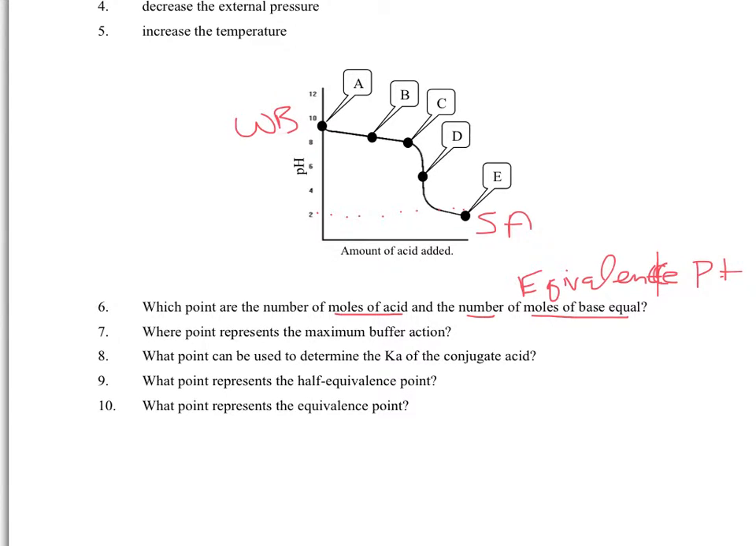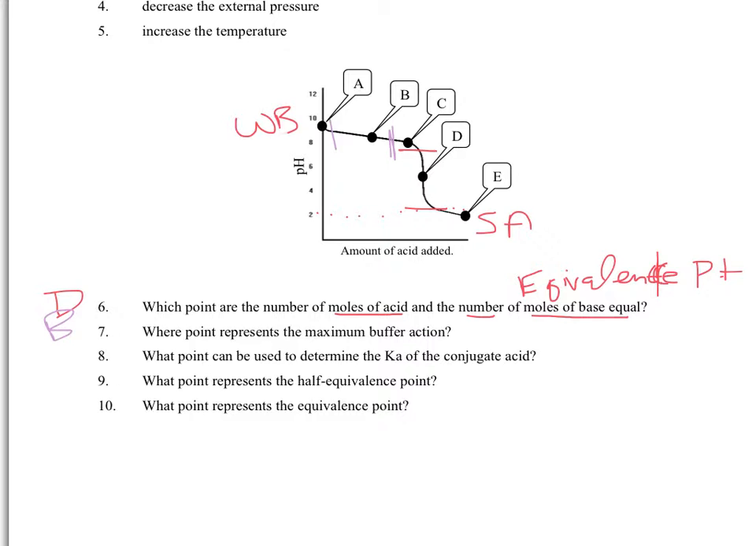When is the equivalence point achieved on the graph? It is halfway between the two vertical points, which is D. Which point represents the maximum buffer action? It's between those two points, I think. Which one are we on? We on 29? Yeah. All right, it is B, which is what I thought.